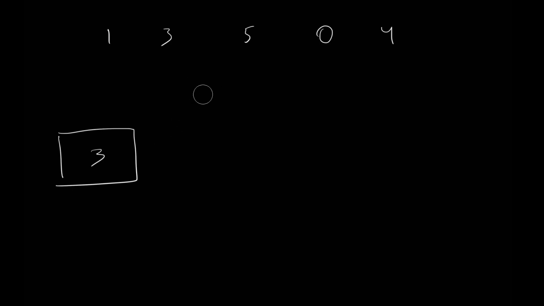Then I go to the next one. Is this bigger than that? Yes. I store it. And now I go to the next one. Is it bigger? No, so I don't store it. Is this one bigger than that one? No, so I don't store it. And then at the end, I just print this, because I know that whatever is there is for sure the largest number. That's it.